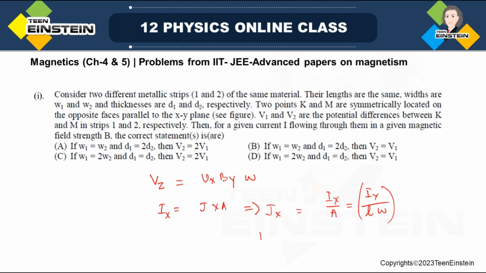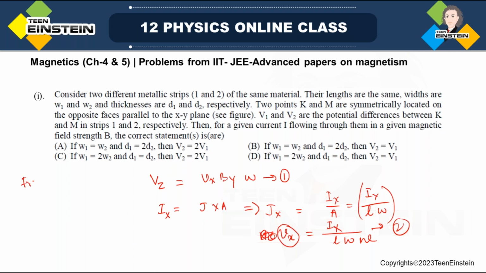And see, what is J? J is actually NeV. V is the drift velocity. So this is NeV, and that is equal to Ix by Lw. Okay. So from here, see, if I put the value of this Vx here into this equation number 1, and here equation number 2, so this is Ne here.